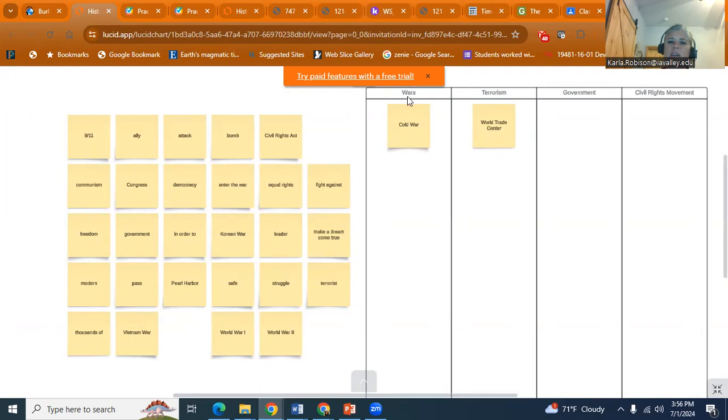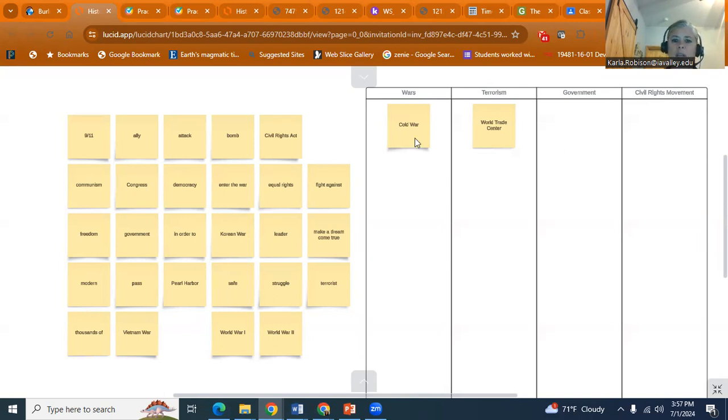Basically, you have four categories: wars, terrorism, government, and the civil rights movement. You're going to sort all these vocabulary words. Either it is going to be a war, or an act of terrorism, so somebody who is trying to harm another within the United States based on beliefs and understandings. Government, so anything to do with the government, and the civil rights movement.